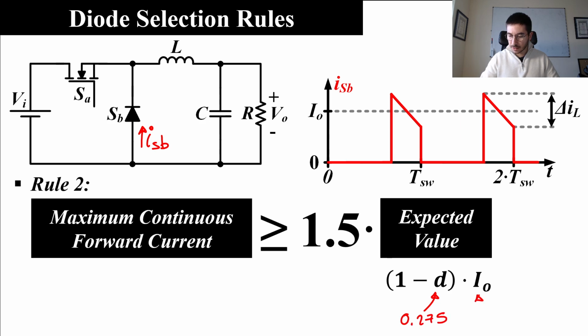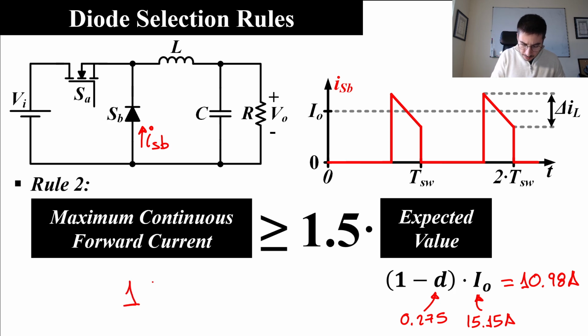In our case, D is 0.275 and the output current is 15.15 amps. So here we have 10.98 amps. 10.98 amps times 1.5 is equal to 16.48 amps. So in this way, we have to choose a diode whose maximum continuous forward current must be equal or higher than this quantity.